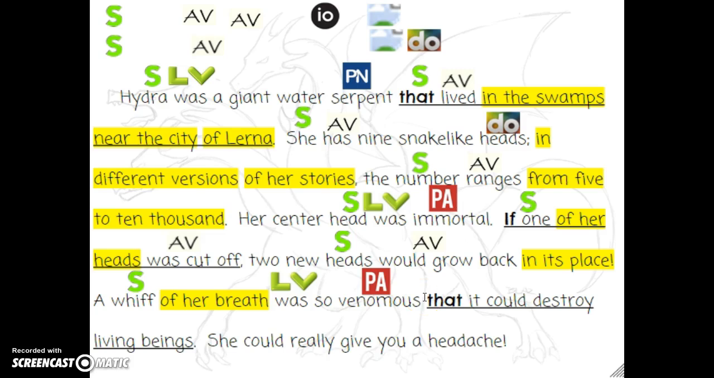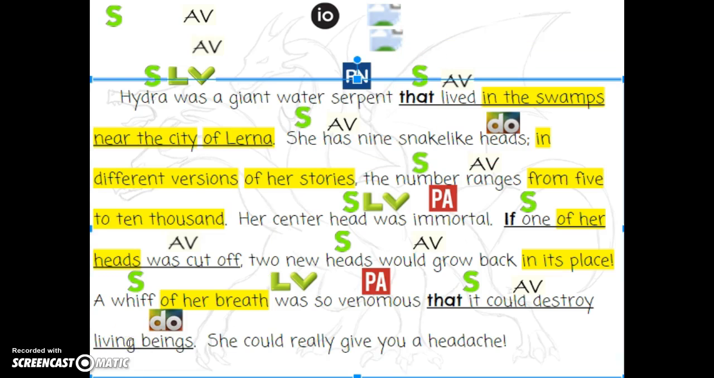Looking at the next part, that it could destroy living beings. Looking for a subject, it's talking about it. What is it doing? It's destroying, and it's got a helping verb there, could destroy. I see an action verb. I want to look for the direct object. I ask myself, it could destroy what? It could destroy beings. And I have a modifier here. What kind of beings? Living beings.